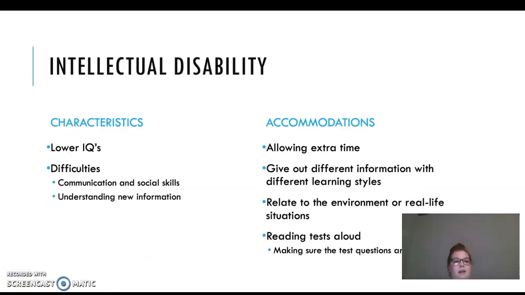Intellectual disability. Some characteristics include lower IQs and difficulties with communicating and socializing and understanding new information. Some accommodations include allowing extra time for tests and assignments and giving out different information with different learning styles, such as worksheets, books, videos, or audio tapes. I would also relate to the environment or real life situations, and I would read tests aloud to make sure that the student understands the test questions.